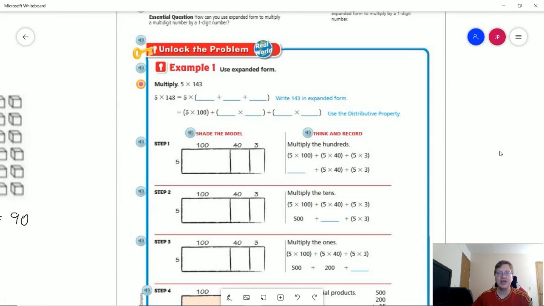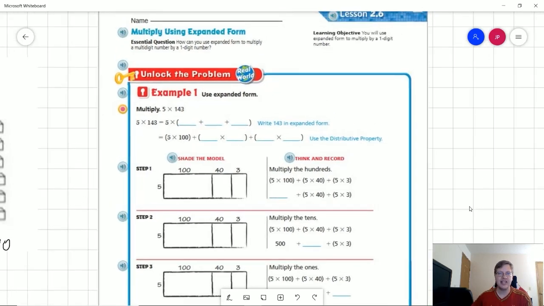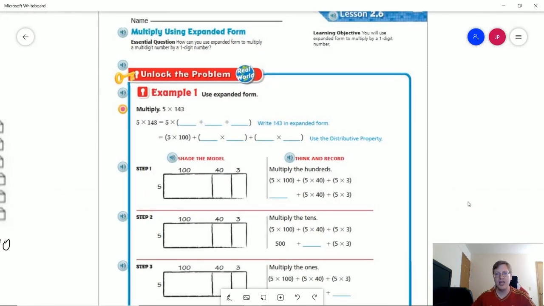The last thing I want to go over with you for today is this idea of expanded form. Expanded form is taking a number like 143 and writing out the value for each place value in that number. So for my ones place, that would be worth 3. I have a 4 in the tens place, so I'm going to put 40 here. And I have a 1 in the hundreds place, so I'm going to write 100. So 100 plus 40 plus 3 would be expanded form for this.